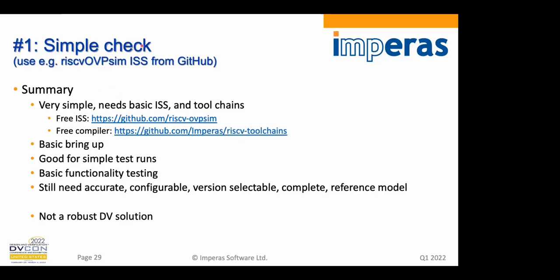So this simple check is a very simple approach to get programs to run. It's very good for simple tests. You can get basic functionality working with it and feel some level of comfort. But you still need a very accurate reference model to compare against what you're doing. So it's not a robust DV solution. It's really elementary DV.